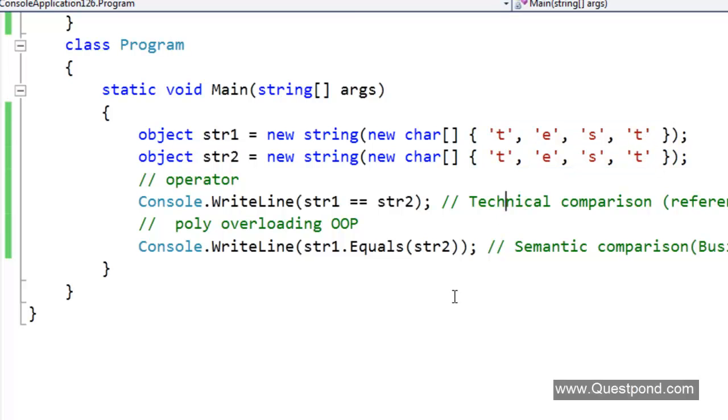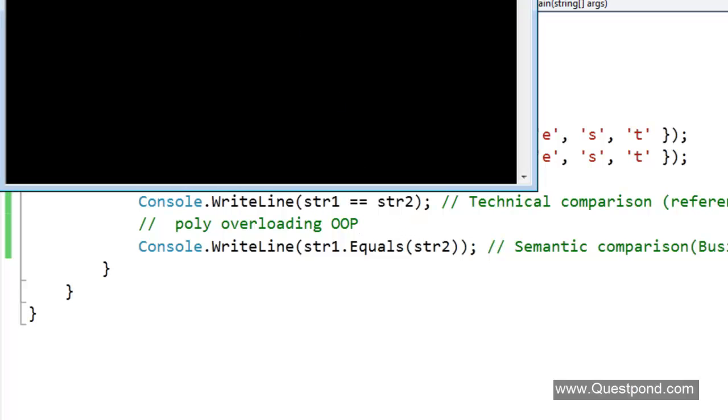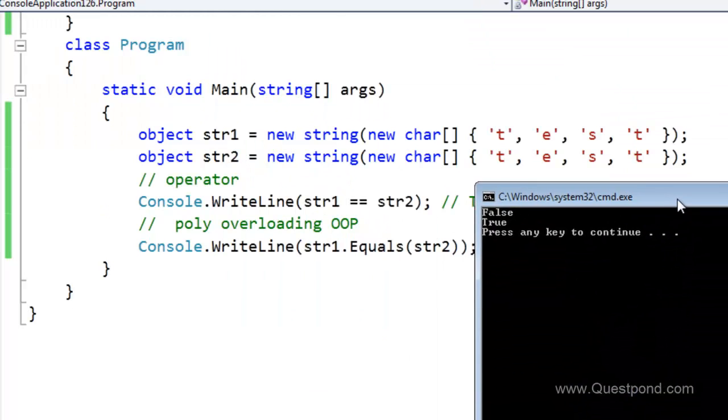So if you see this now, this equals will return true, but this equal to will return false. So if I do a Ctrl+F5, you can see over here now str1 == str2 is doing the memory pointer comparison and it says that it is false, but str1.Equals(str2) is doing the content based comparison. That means semantically it says that both of them are strings and I will compare them on the value and not on the memory address.